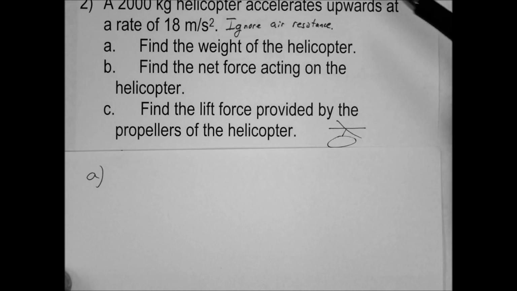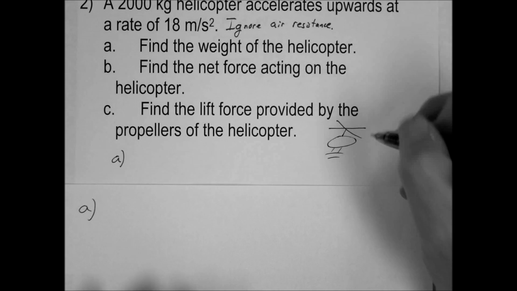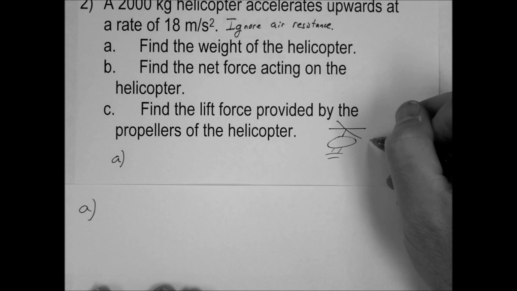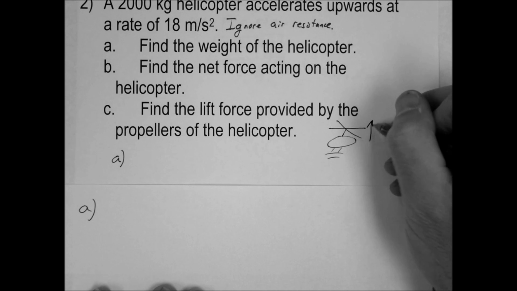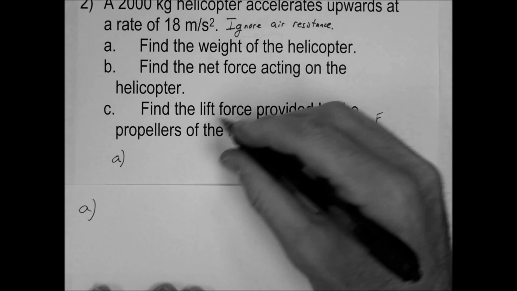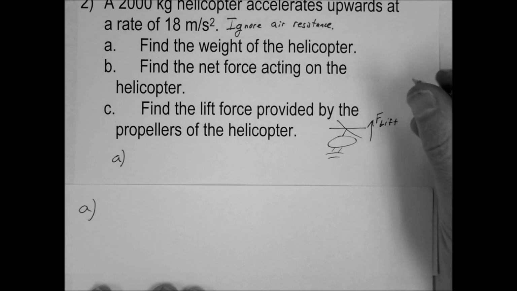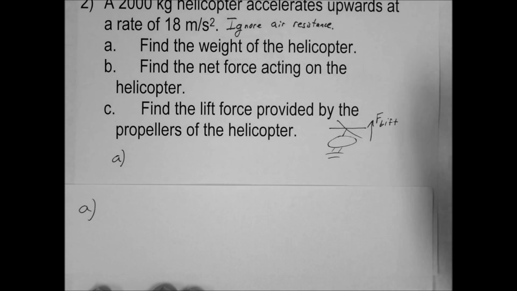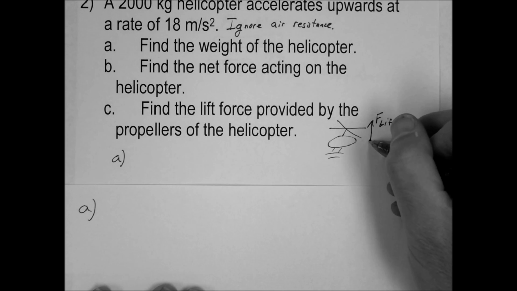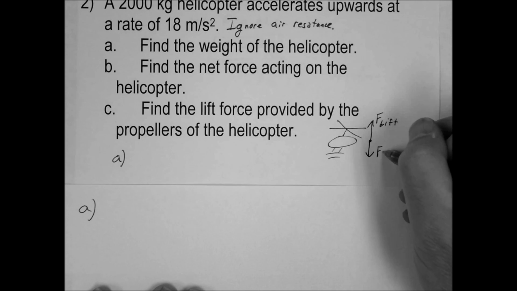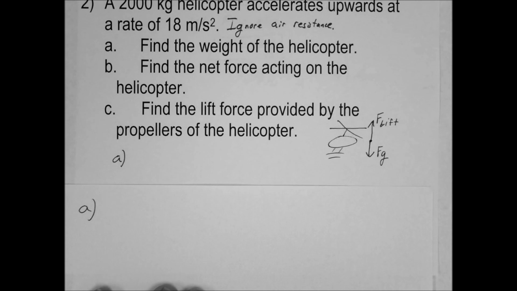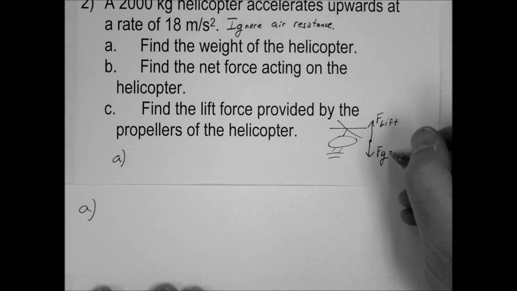Okay, so let's look at this one. We have our helicopter going upwards, right? At a certain acceleration. So if we do our free body on this, we have the lift or the thrust. I think I called it here lift, but you could call it thrust also. We have the lift going up, and then what's holding it back? Gravity holds it back, right? So those are essentially the two forces, the lift up and then the gravity or the weight coming down.